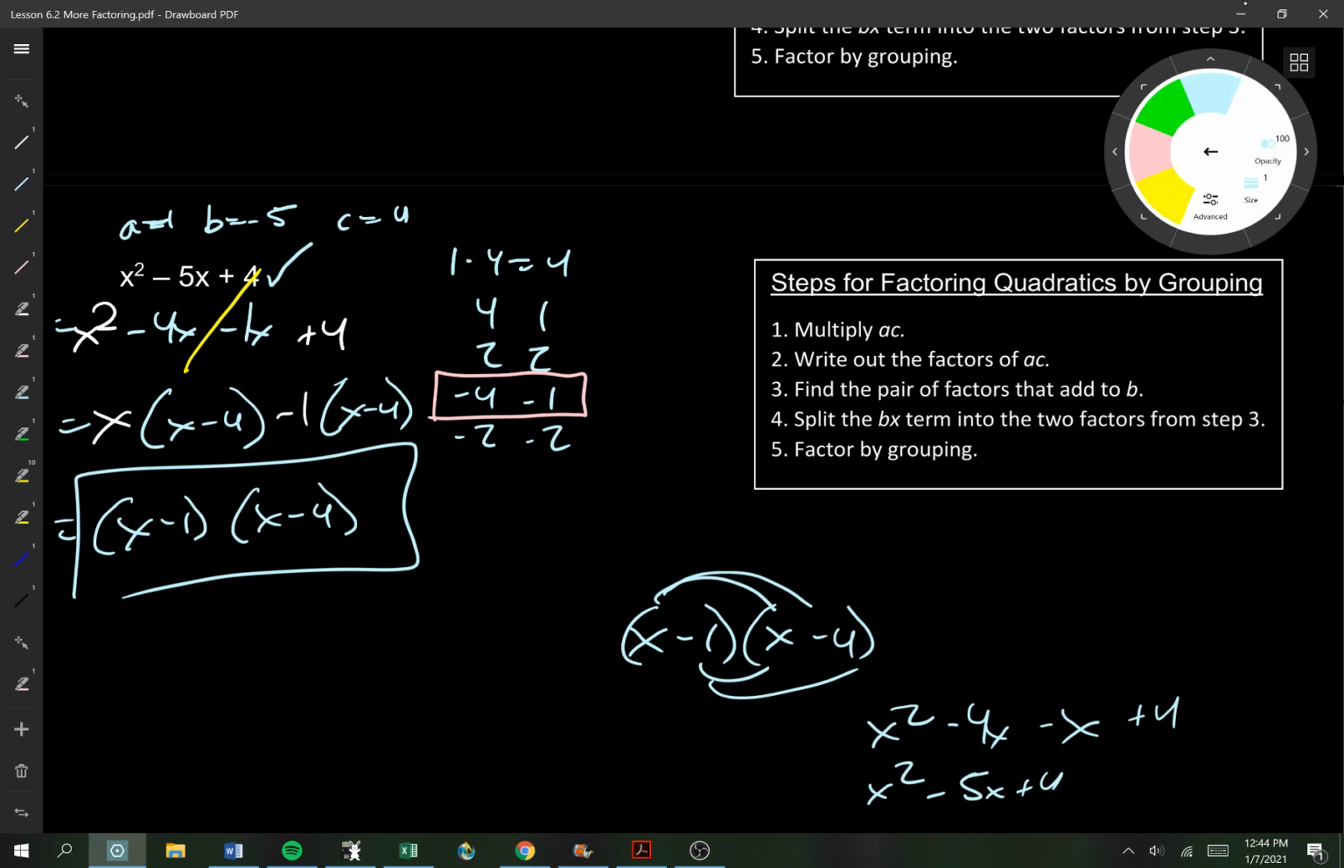Okay, that's factoring by grouping. It will work every time. If a problem cannot be factored, you wouldn't be able to find a pair of factors that add up to the b term like you need. So it'll tell you pretty early, right here at step 3. If step 3 is impossible, then you'll know the problem can't be factored, like x squared plus x plus 7. That's a problem that can't be factored, and the grouping process will break down at step 3.